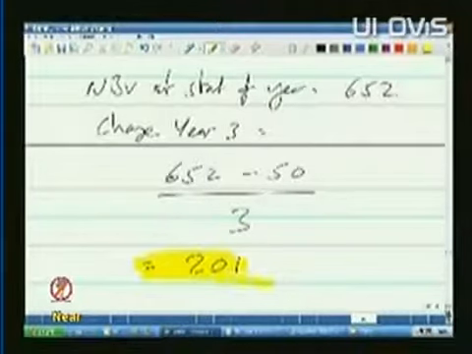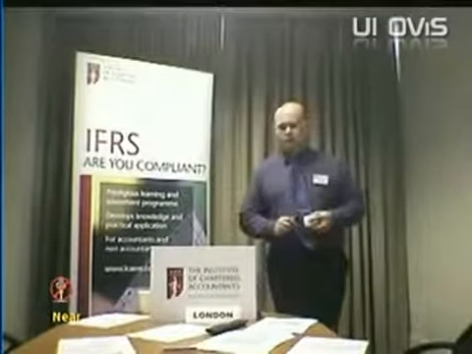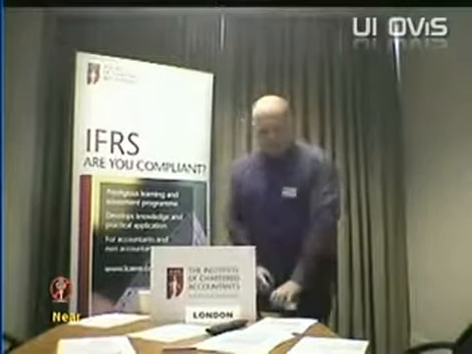So the idea is that we are reflecting a change in the residual value over the life of the asset, and therefore through depreciation, rather than waiting until we get to the disposal of the asset at the end of its useful life and having a sizable profit or loss on that disposal. So, we have to reassess the residual value at the end of every year.